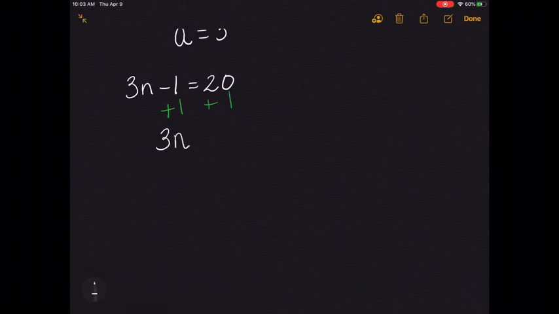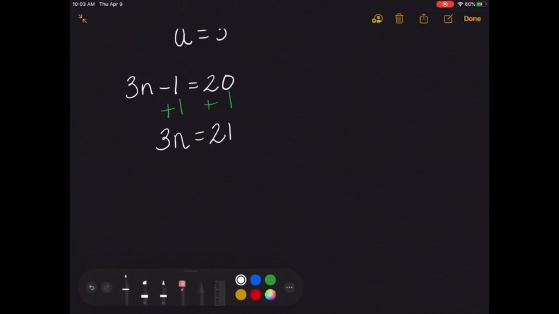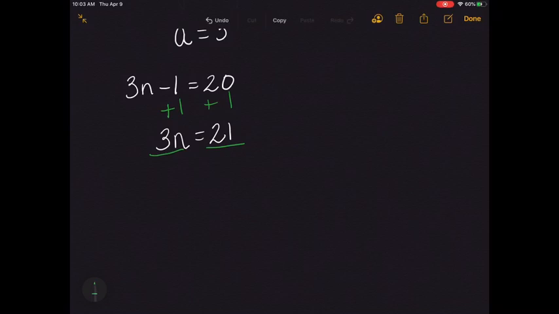So now we have 3 times our unknown number equals 21. And now we can divide both sides by 3 in order to get n by itself. And we find that n equals 7.